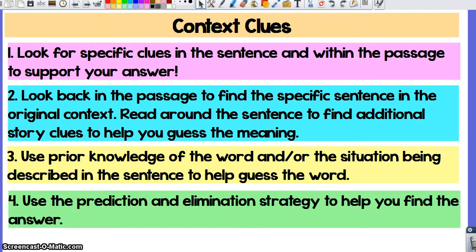You also want to use your prior knowledge of the word and/or the situation that's being described in the sentence to help you guess the word. So if the sentence is describing somebody in the middle of a fight, what do you know about fights? What do you know about the way people feel when they're fighting, the types of things that they would do when they're fighting? That could help you figure out the word. And then use the prediction and elimination strategy for multiple choice questions that can help you find the answer.